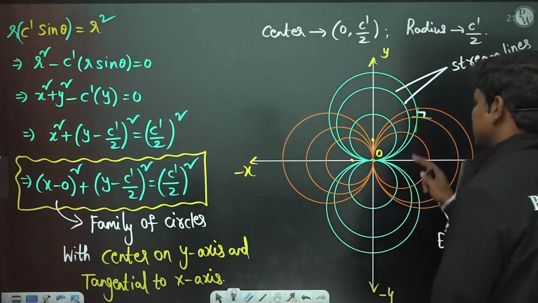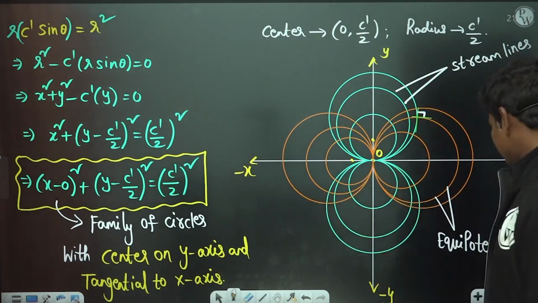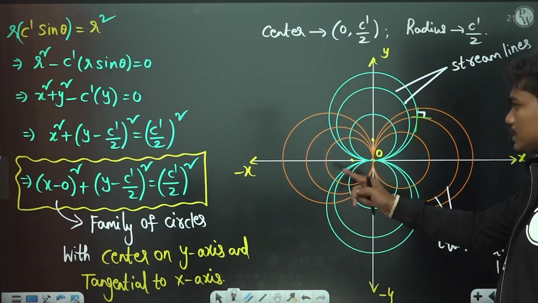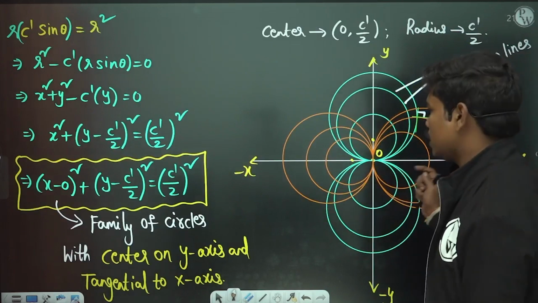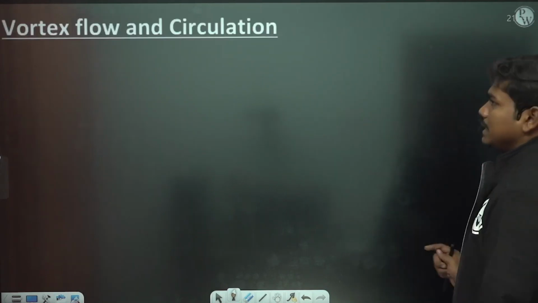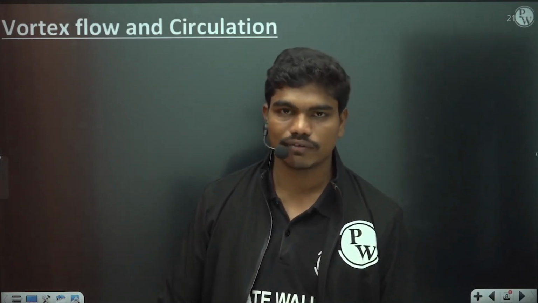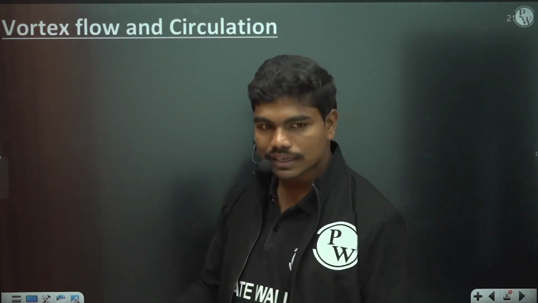Okay, so these are the streamlines here. We have taken this for the stream function equal to constant, so we got this equation. So streamlines are these lines and these orange lines are basically the equipotential lines. Okay, now let us see the vortex flows and circulations actually. Vortex flows we have seen previously in differential analysis of fluid systems. We have done certain analysis on pressure and all these things. Okay, so let us try to see.